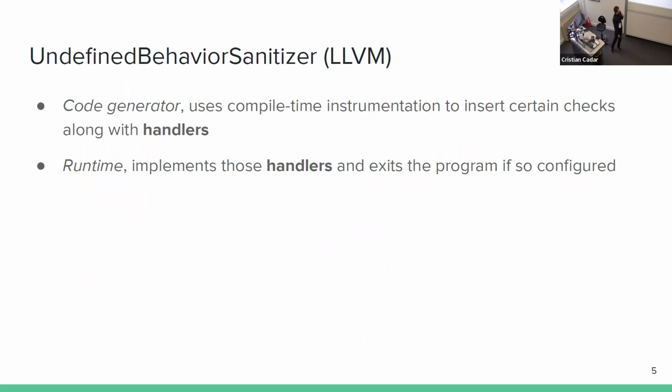So to address these issues, the LLVM Undefined Behavior Sanitizer can be used as a basis. It consists of two parts. The first part is the code generator, or just compiler, which uses compile-time instrumentation to insert checks and handlers. And the second part is the runtime, which implements those handlers and exits the program.